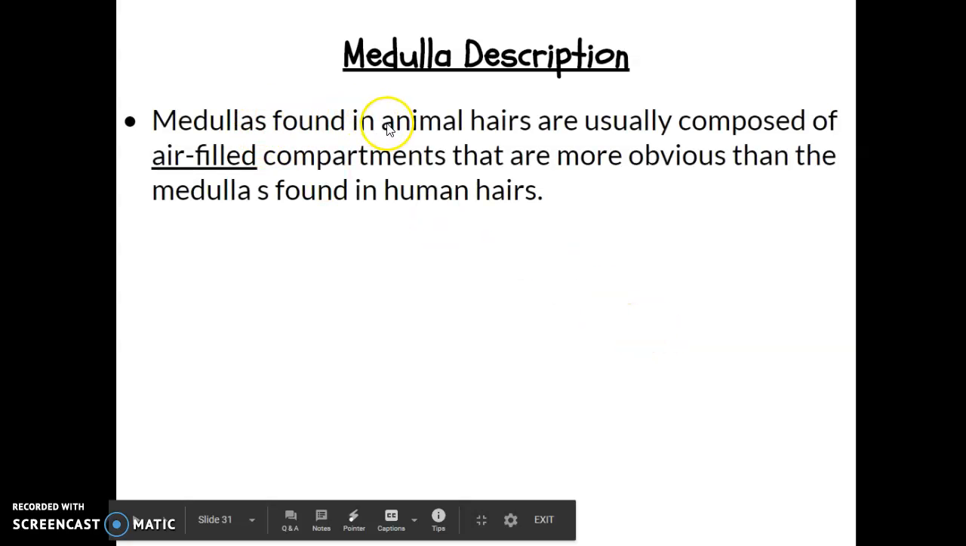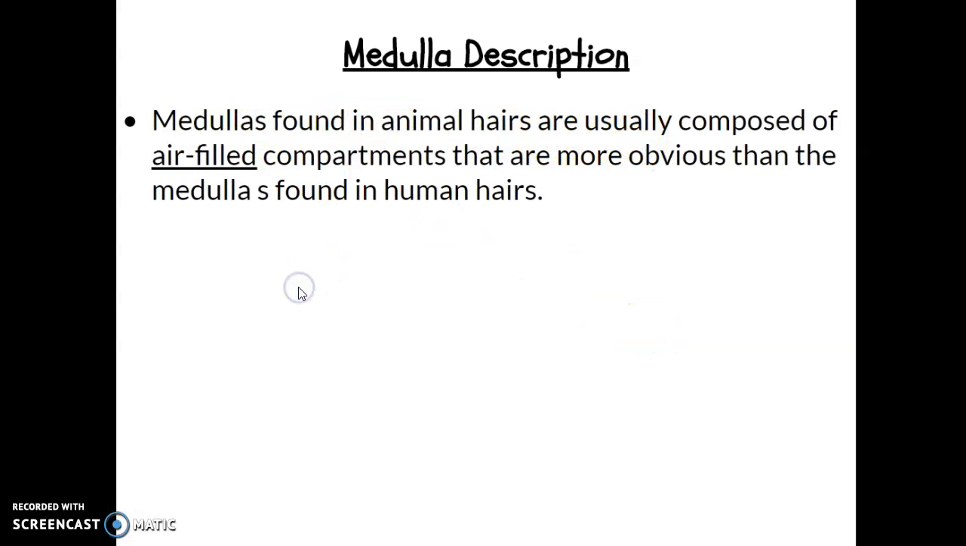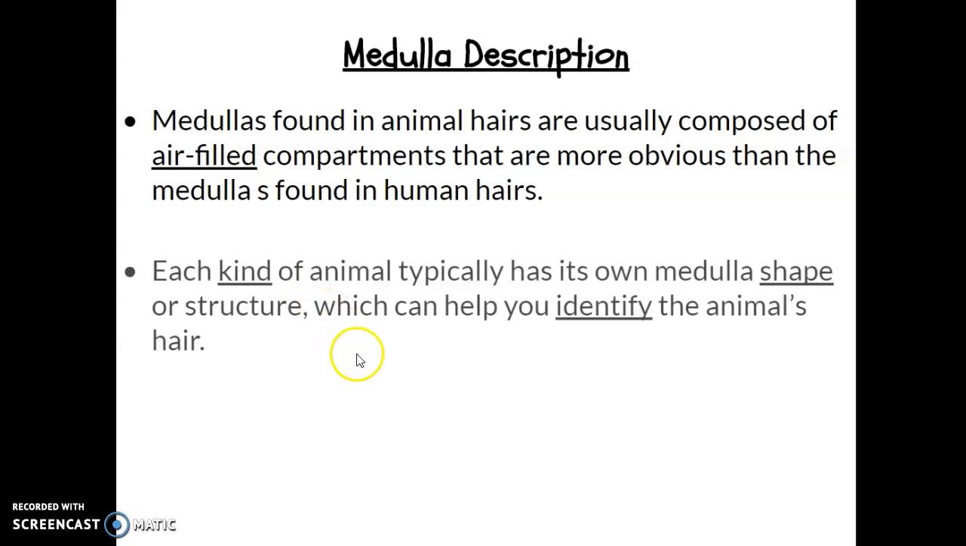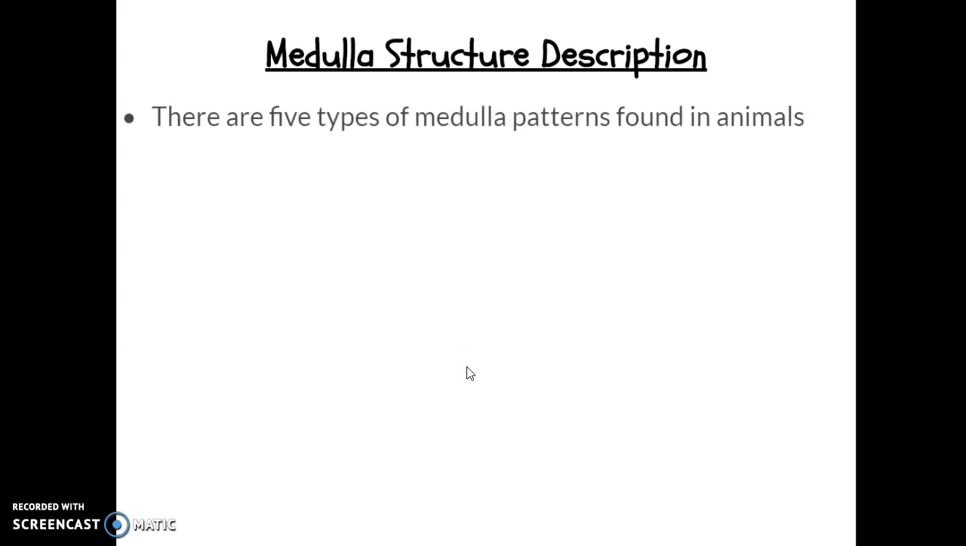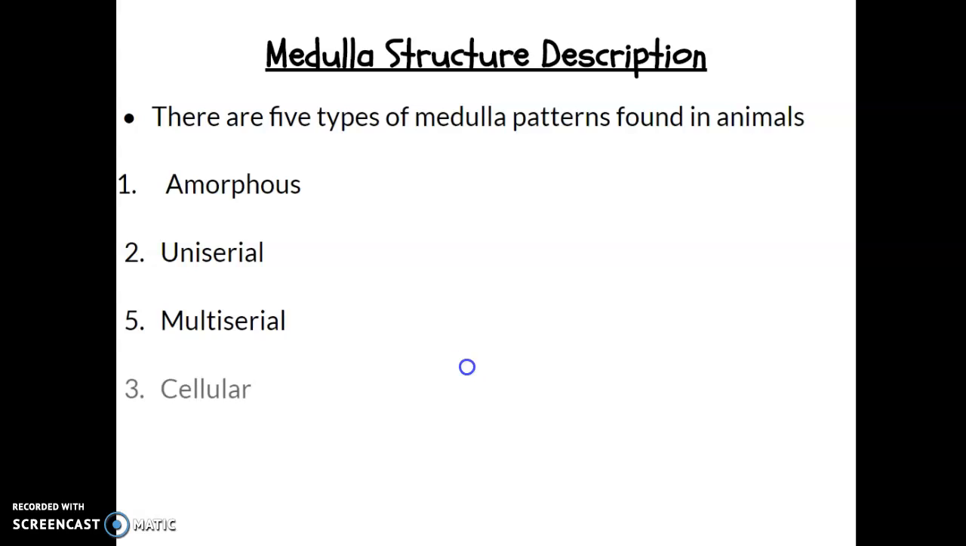Medullas in animal hairs are composed of air-filled compartments that are more obvious than the medullas found in human hairs. Each kind of animal typically has its own medulla shape or structure, and this can help you identify what the animal is. There are 5 types of medulla patterns found in animals. You have amorphous, uniserial, multiserial, cellular, and lattice.